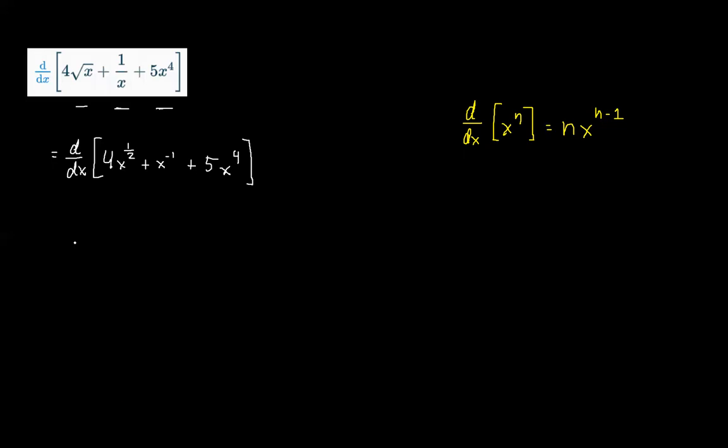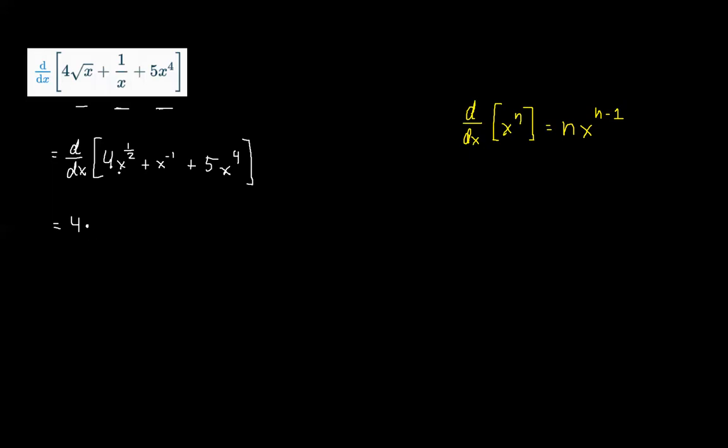Okay, so for the first term, we have 4x raised to 1 half. Since this x has an exponent, we're going to use the power rule. 4 is a coefficient, so we're not going to touch it yet. We're just going to leave it as it is first. Just leave it be for a moment.